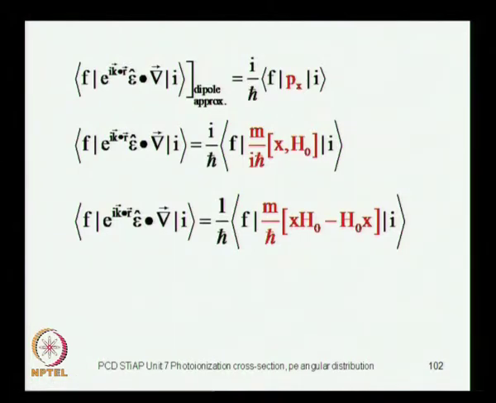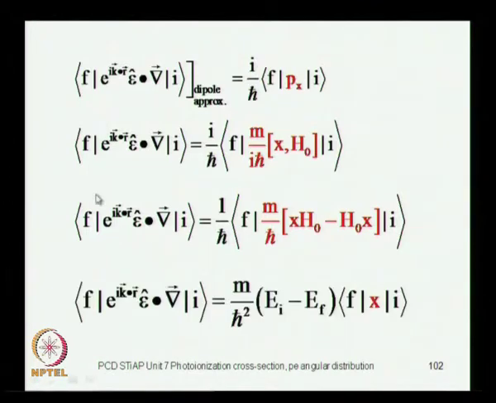So you will get two terms on the right hand side, but then i and f are both eigenstates of the unperturbed Hamiltonian h 0. So when h 0 operates on f, you will get E_f times f, and when h 0 operates on i, and it would operate on either side, it is a Hermitian operator, so you will get E_i times the state vector i, and using this you find that this matrix element is equal to m over h cross square, and you get E_i minus E_f, and you have this matrix element, right.